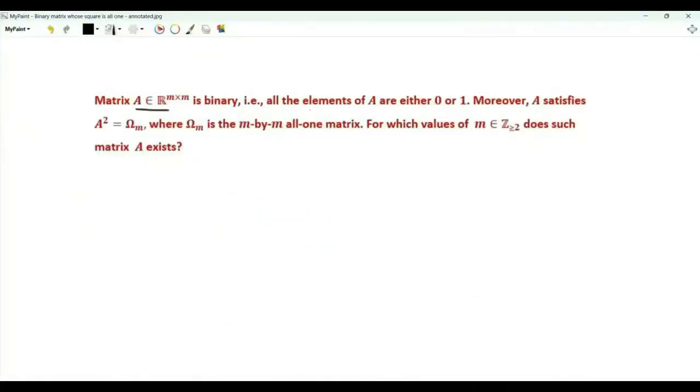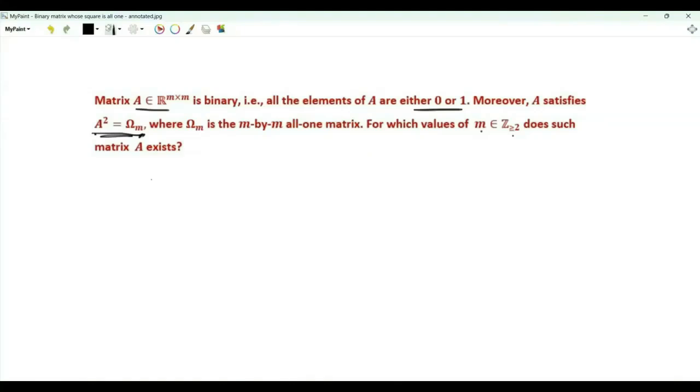In the second problem, we have a binary matrix whose components are 0 or 1. The square of matrix A is the all-1 matrix. The all-1 matrix of size m by m is denoted by omega sub m. For m greater than or equal to 2, can we have an m by m matrix with 0, 1 elements and such that the square of the matrix is the all-1 matrix?